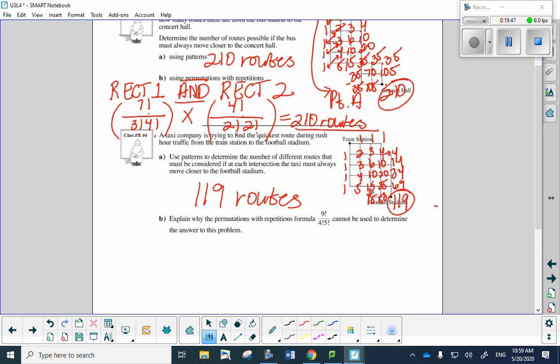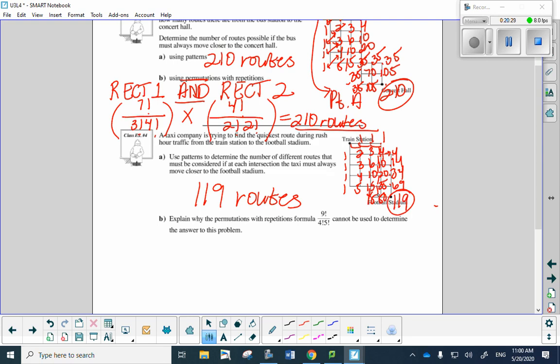And then in part B, it says explain why the permutations with repetitions formula 9 factorial divided by 4 factorial 5 factorial cannot be used. Well, let's look. How many total movements would there be? 1, 2, 3, 4, 5, 6, 7, 8, 9. That's correct in that there's 9. And then they're saying 4 factorial and 5 factorial. So there'd be 3 to the right, 1, 2, 3, and then they're simply saying 1, 2, 3, 4, 5 down. So it doesn't work because it's not a perfect rectangle.